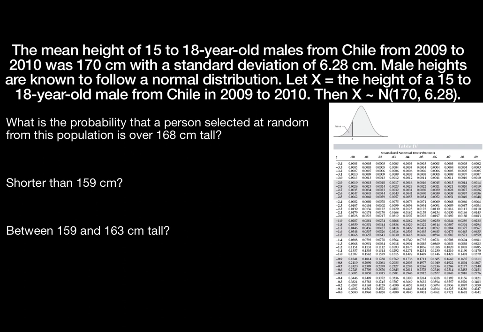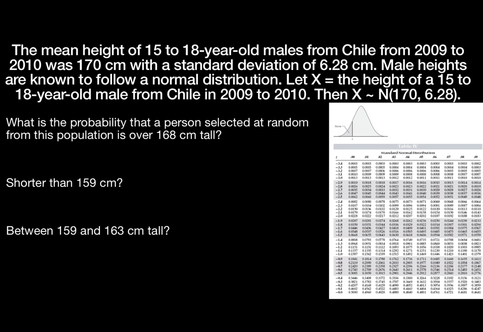So here we go. The height of 15 to 18-year-old males from Chile from 2009. I apologize that all my data sets are old. I'm old. They were new at one point in my teaching career. But from 2009 to 2010 the mean was 170 with a standard deviation of 6.28. Males are known to follow a normal distribution for their heights.